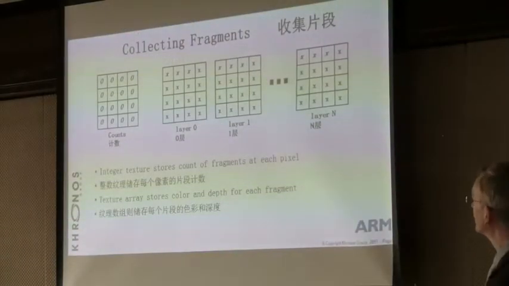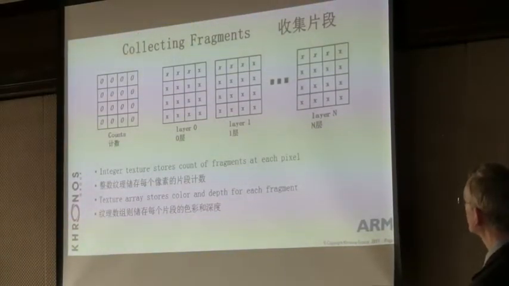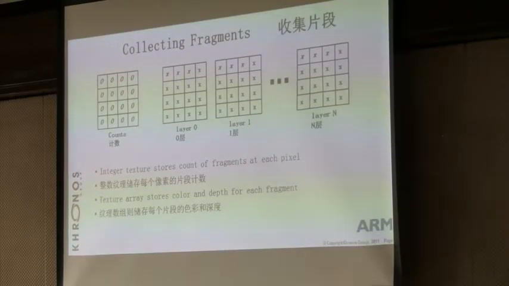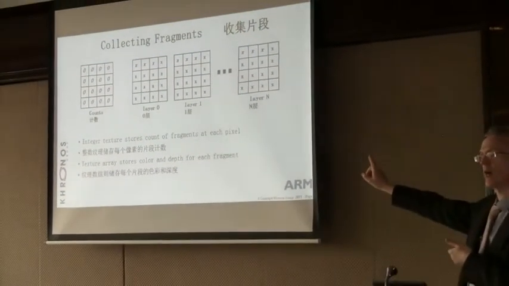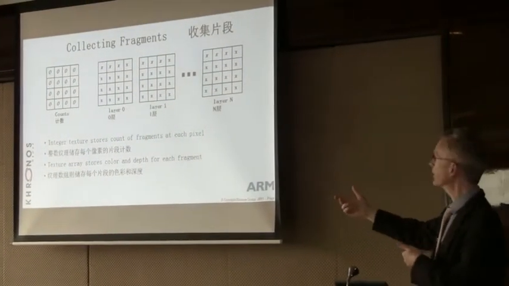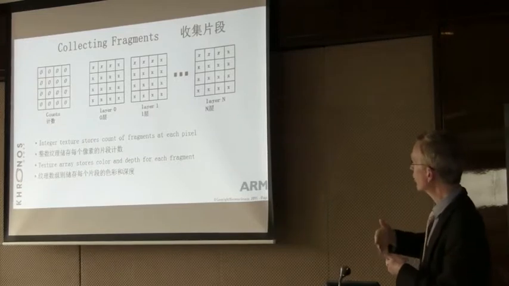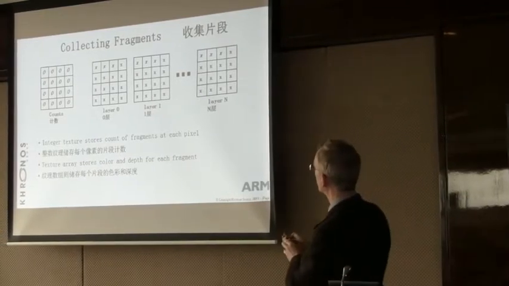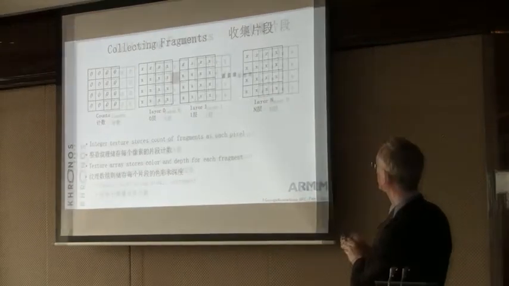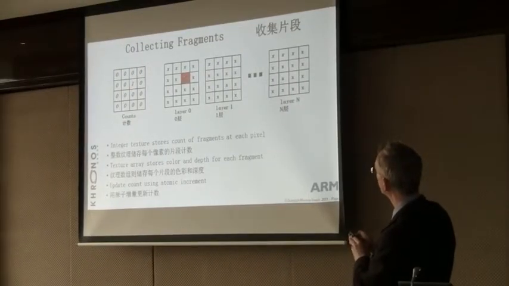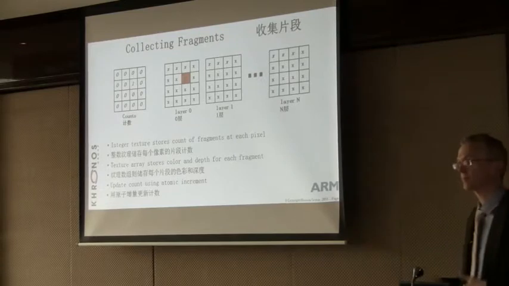Suppose the application draws a small triangle that covers this pixel. The fragment shader for that pixel will atomically increment the count. So when it does this, the fragment shader receives 0, but the number changes to 1 instantly. So the fragment shader knows that it can store its color and depth in layer 0 because it returns 0 from the count. The number changes to 1, and the color and depth are stored here.